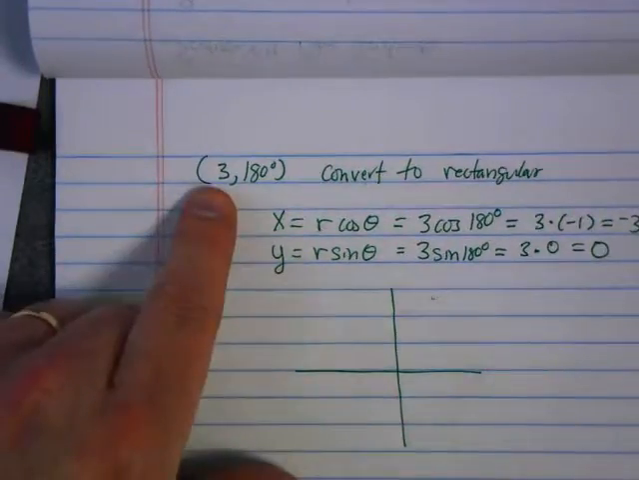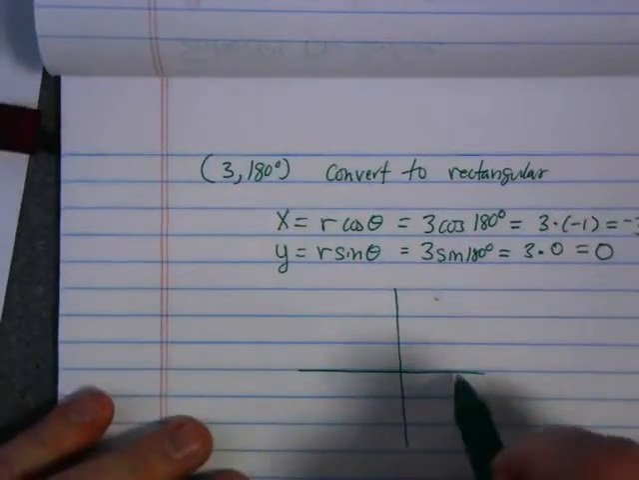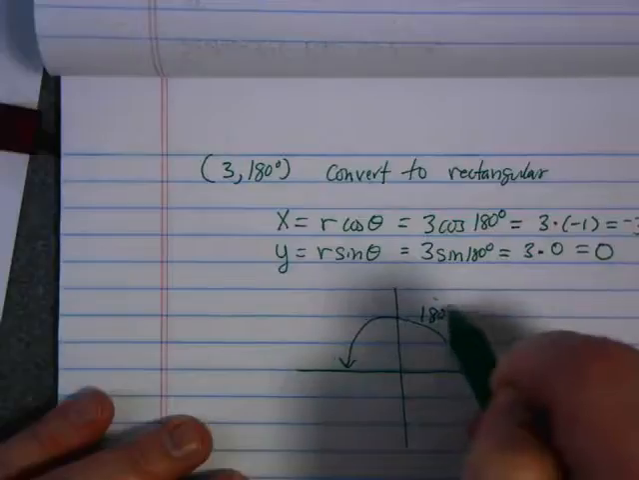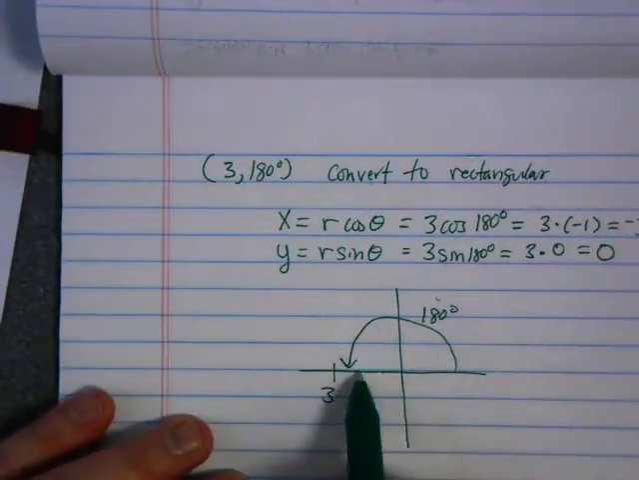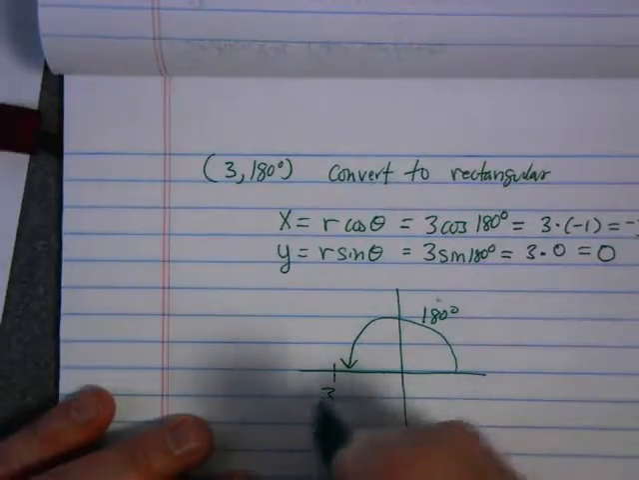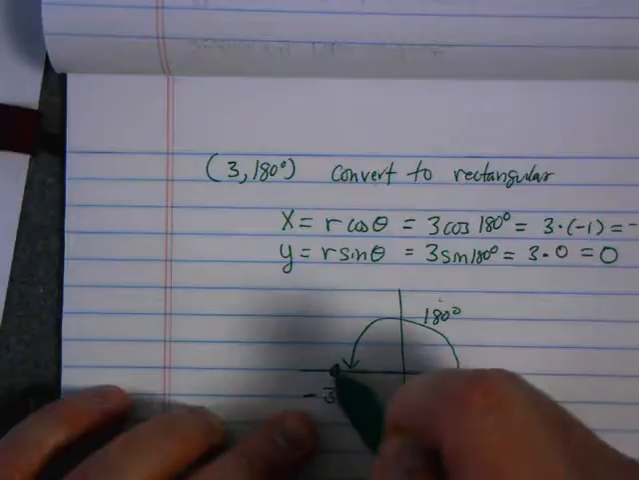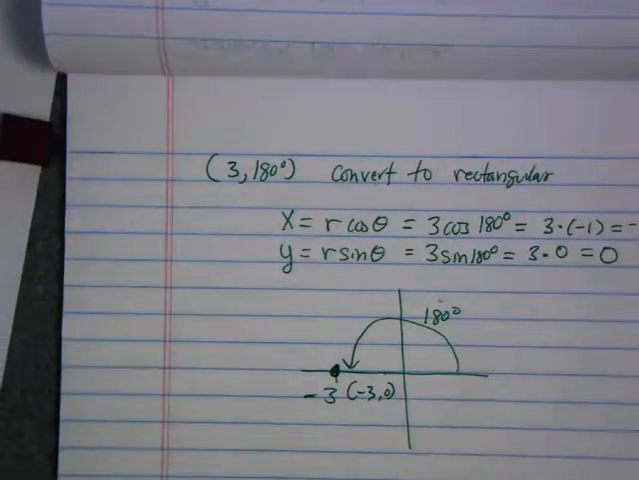Where would 3 comma 180 degrees be? Well, 180 degrees is that angle. So we would be a distance of 3, 1, 2, 3. But over here, if we're dealing with x's and y's, that point would be the point negative 3 comma 0.